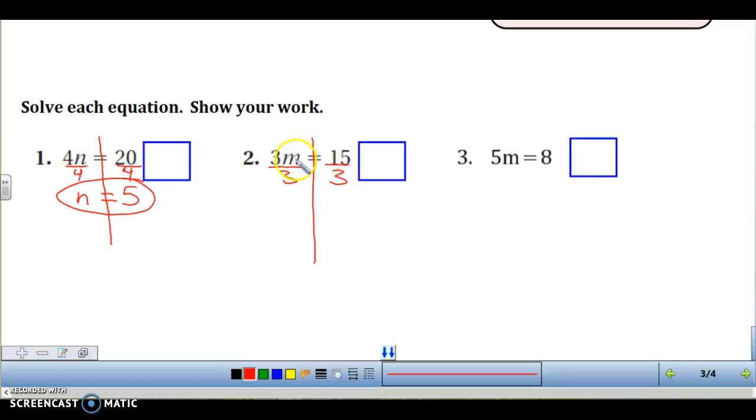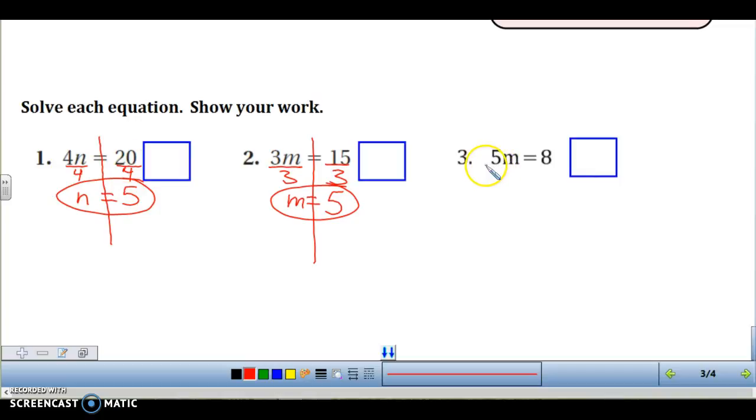same thing. 3m is 3 times m. The opposite of that is to divide. You end up with m equals 15 divided by 3, or 5. Let's go back and check it. Is that answer reasonable? 3 times a number equals 15. 3 times 5 is 15. We know that's true. Here, 4 times 5 is 20. We know that is true.